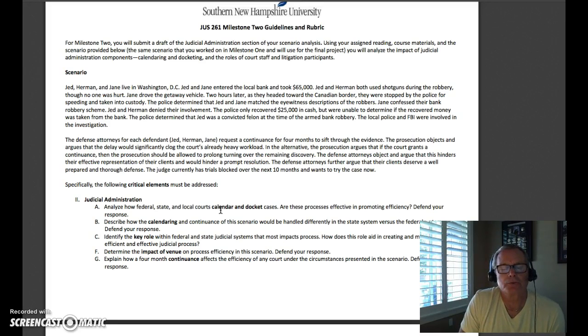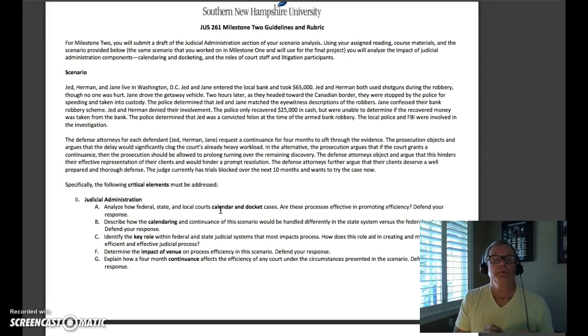A lot of state courts, especially those in big urban areas, use the same level of technology. Again, some of the more local courts in some rural or not so populated areas may not have reached that level of technology in terms of how they do their calendar and docketing.